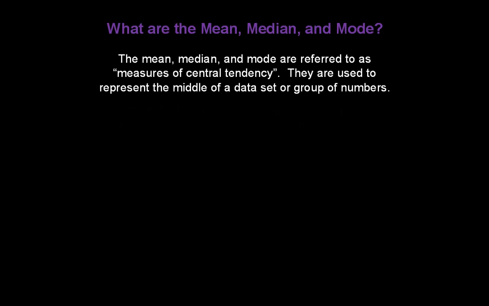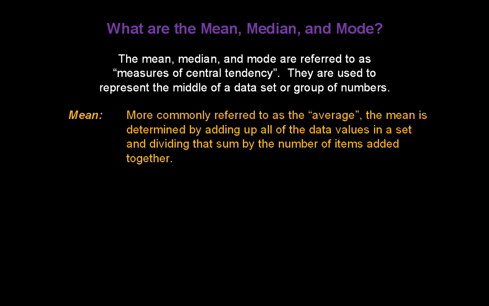What are the mean, median, and mode? Well, the mean, median, and mode are referred to as measures of central tendency. They're used to represent the middle of a data set or a group of numbers. The mean, more commonly referred to as the average, is determined by adding up all of the data values in a set and dividing that sum by the number of items added together.